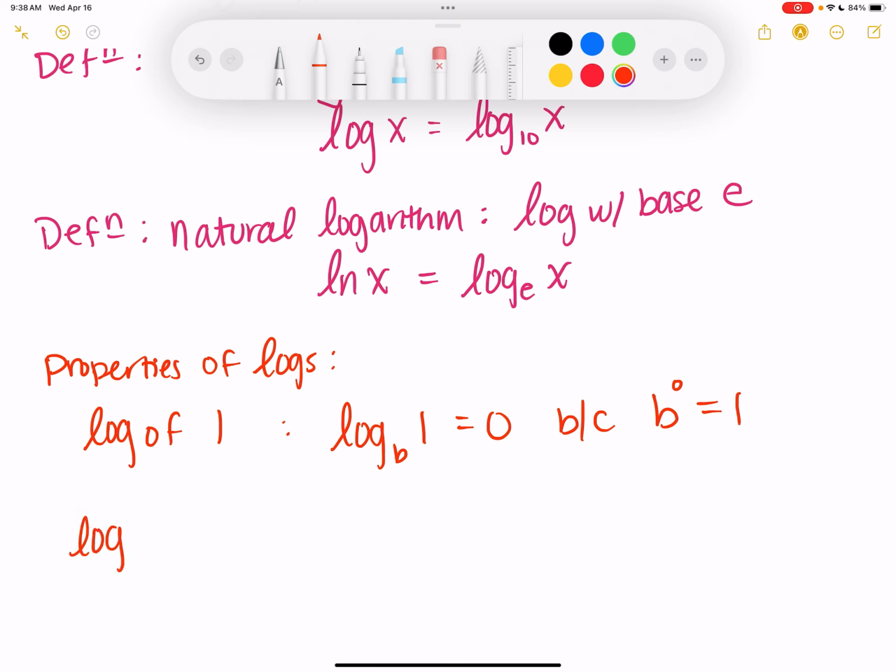Log of b with base b is log base b of b equals 1 because b to the 1 is equal to b.